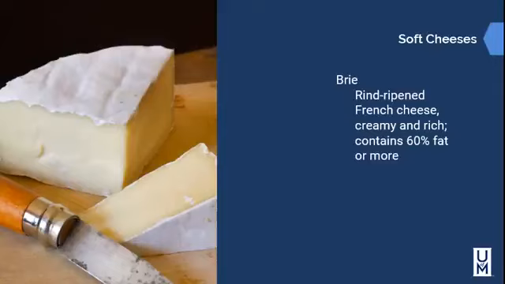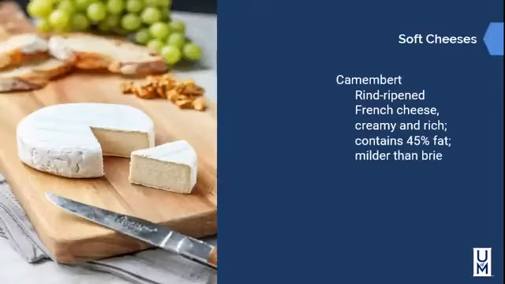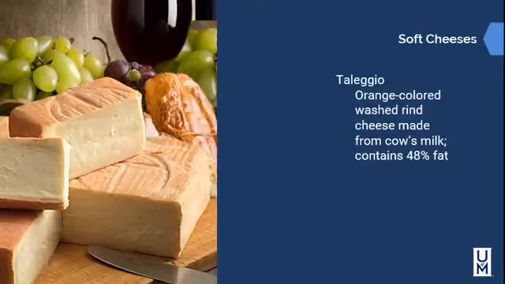Soft cheeses include things such as brie. Brie is a rind-ripened French cheese which is creamy and rich and contains at least 60% fat or more. Some bries can contain up to 75% fat, and this would be considered a triple cream brie cheese. Camembert, which is a rind-ripened French cheese, creamy and rich, contains 45% fat, and it's milder than brie. Taleggio, which is orange-colored washed rind cheese made from cow's milk, contains around 48% fat.